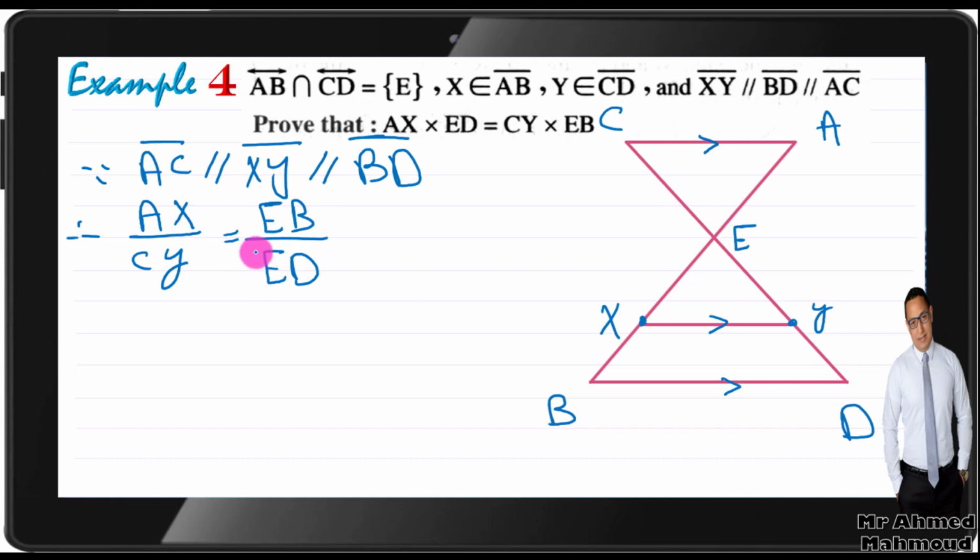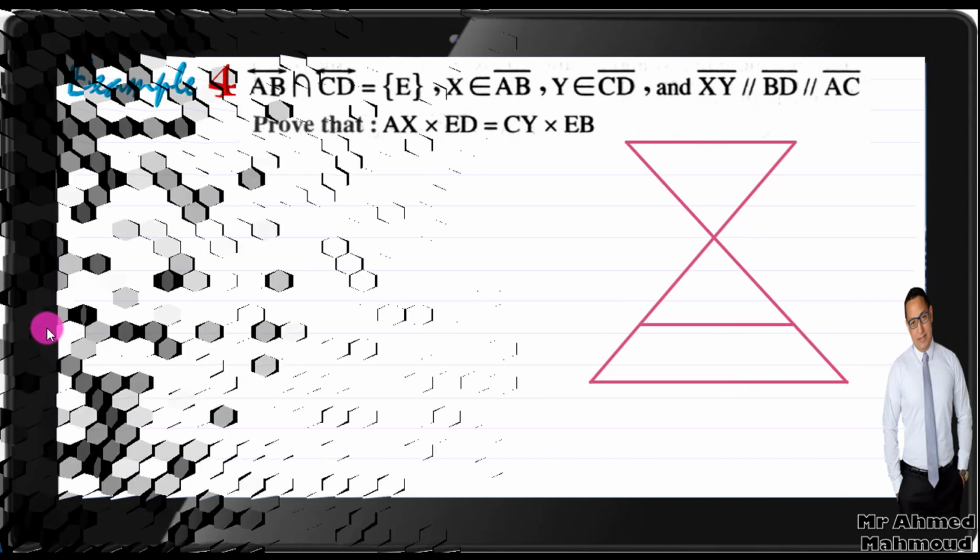Now I'm going to make a cross multiplication: AX times ED equal EB times CY. And this is what we need to prove. Next question.